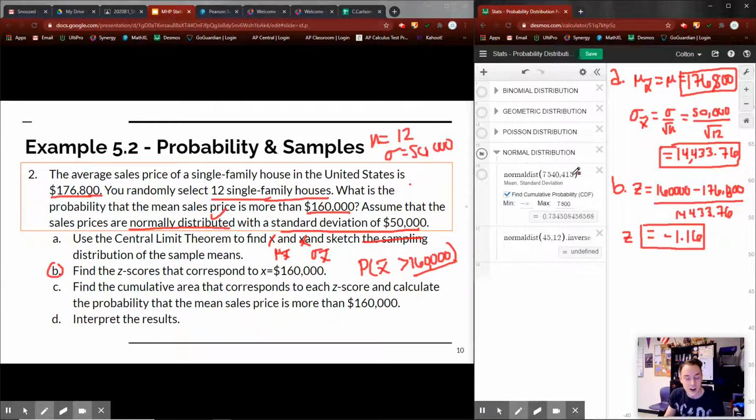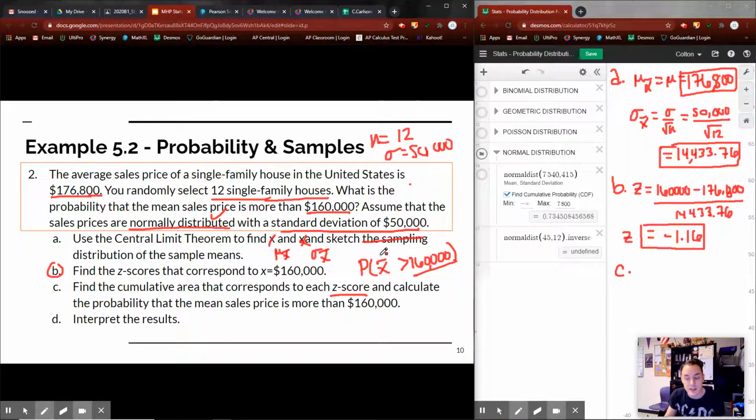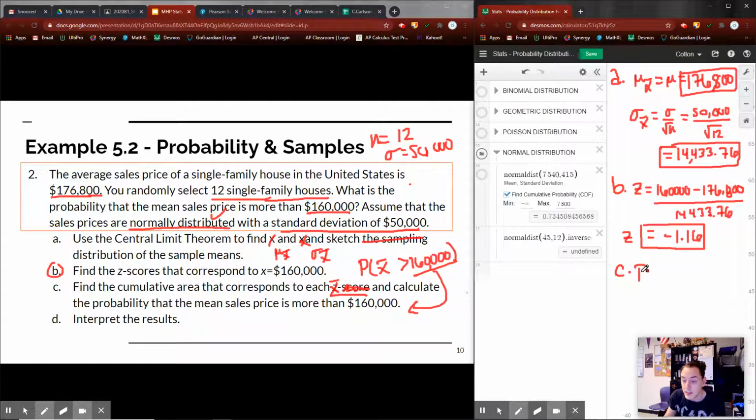Okay, that's my z-score. I'm not going to use a z-score to find this though. So C now is going to be finding the cumulative area or the probability that corresponds to each z-score. I'm just going to go through each x value and calculate the probability of the mean sales being more than that. So I'm going to calculate the probability of x being greater than 160,000. This will also equal the probability of my z being greater than negative 1.16 if I wanted to standardize it and solve it that way.